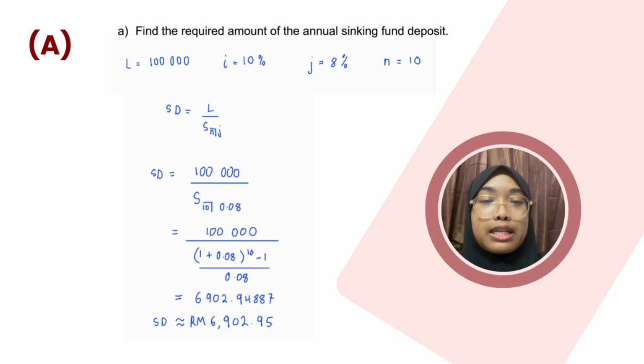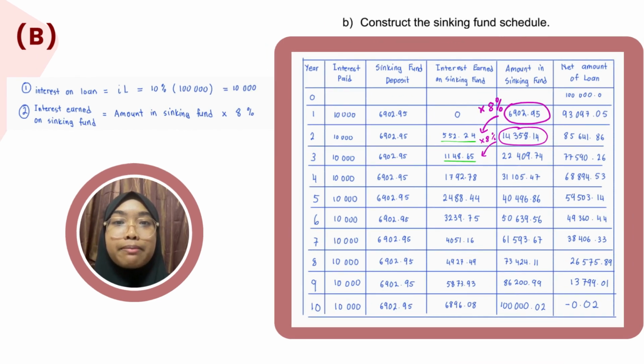So the company must deposit RM 6,902.95 every year into the sinking fund. So next, for part B, construct the sinking fund schedule.